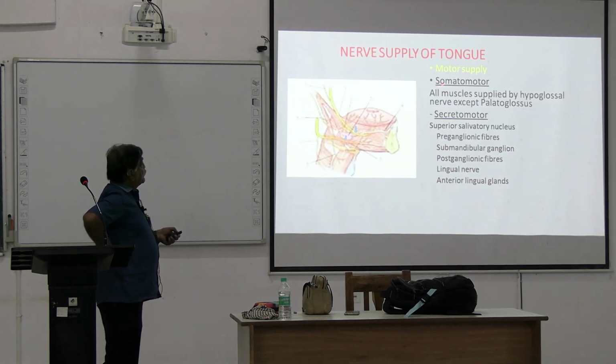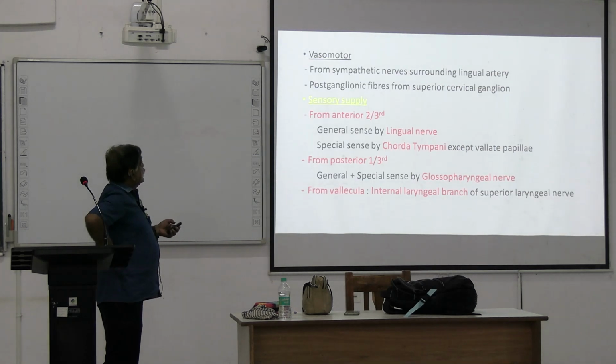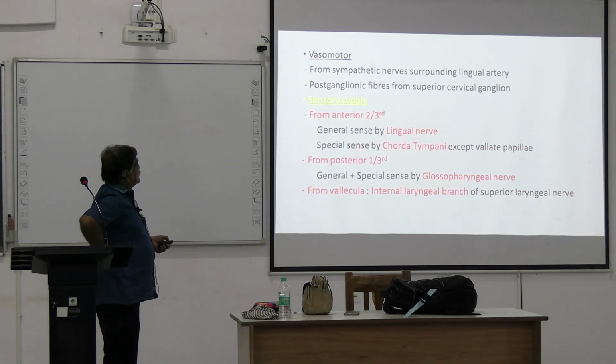Now motor supply: somatomotor, secretomotor. Now vasomotor, the sympathetic nerve surrounding the lingual artery, postganglionic fibers from superior cervical ganglion. Sensory supply from anterior two-thirds, general sense by lingual nerve, special sense by chorda tympani except vallate papillae; from posterior one-third, general and special sense by glossopharyngeal nerve; from vallecula, internal laryngeal branch of the superior laryngeal nerve.